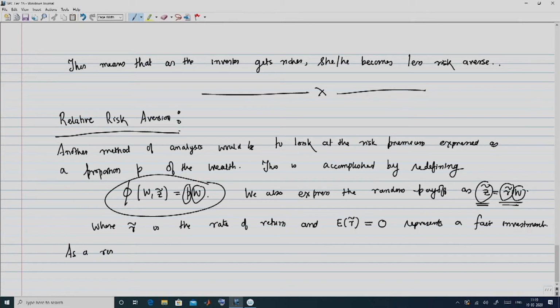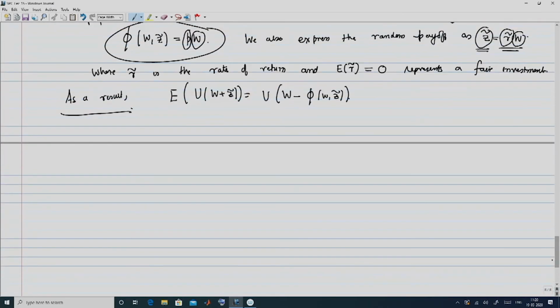As a result, we start off by recalling the statement that the expected utility of W plus z tilde is U of W minus phi of W z tilde, and we are going to rewrite this as the expected utility of W plus r tilde of W equal to U of W minus P of W. We have got this r tilde of W from here, and we have got this P of W from here.